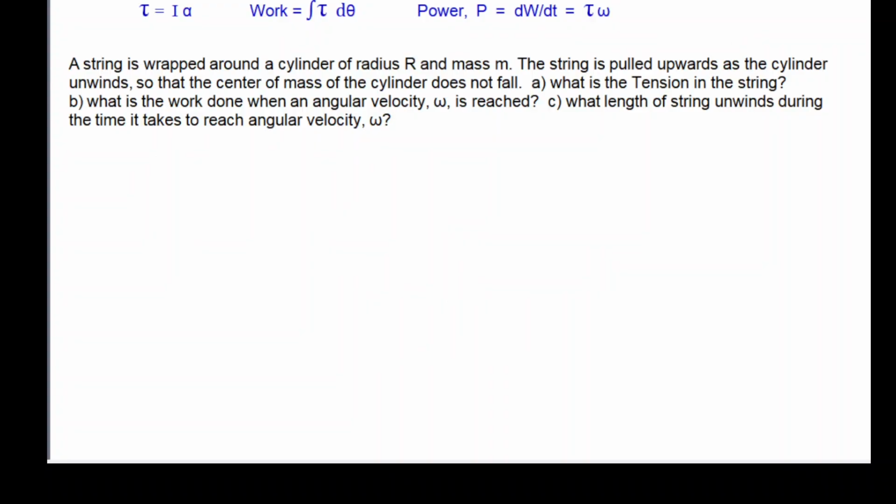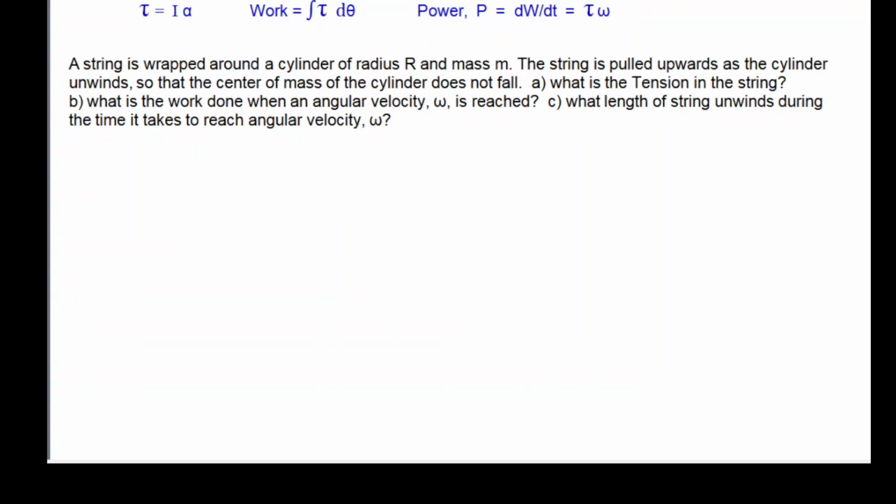A string is wrapped around a cylinder of radius r and mass m. The string is pulled upwards as the cylinder unwinds so that the center of mass of the cylinder does not fall. What is the tension in the string? What is the work done when an angular velocity omega is reached? What is the length of string that unwinds during the time it takes to reach angular velocity omega?